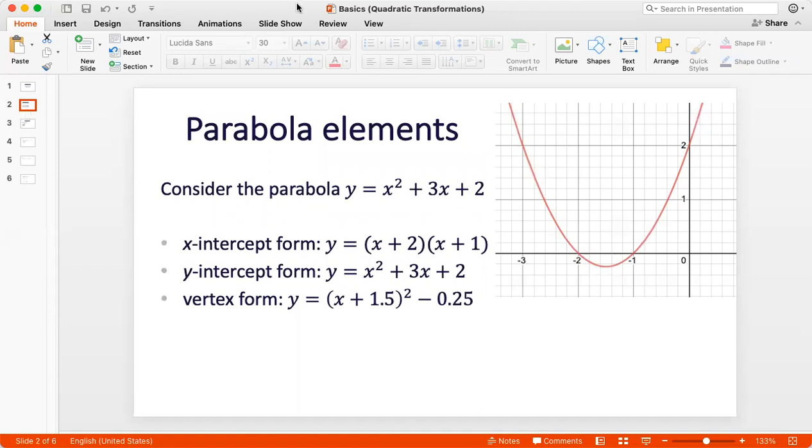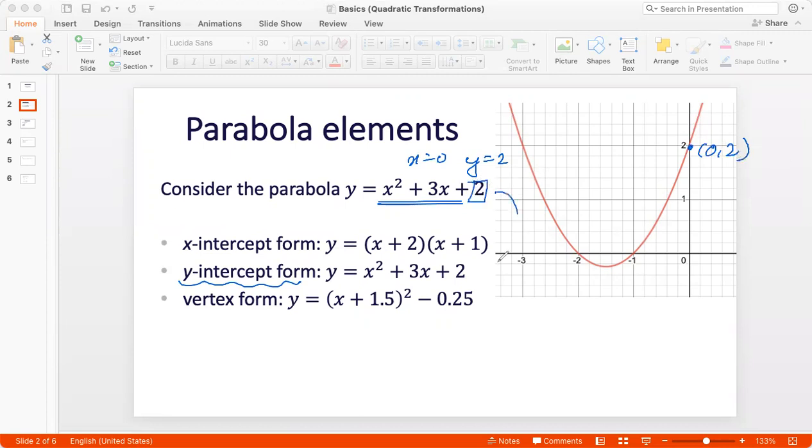So let's say I have the parabola x squared plus 3x plus 2, right? Now, there are three ways that I can write it. One is just the way it's written, which is known as the y-intercept form, because when you put x as 0, y is 2. That means that the y-intercept of this parabola is 2. And since you can see 2 as a constant here, this becomes the y-intercept form.